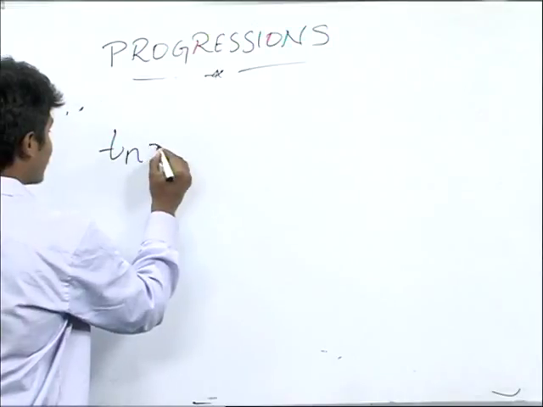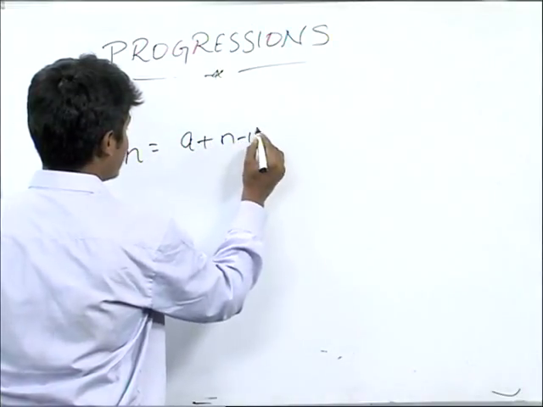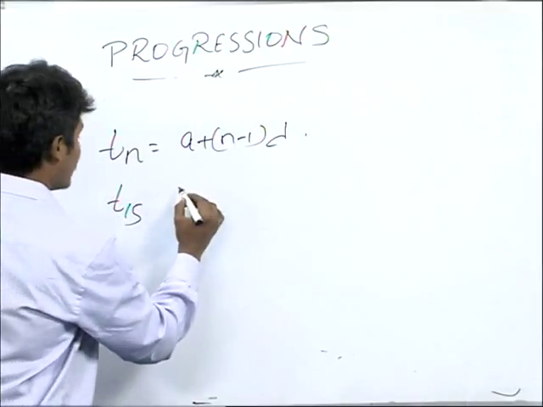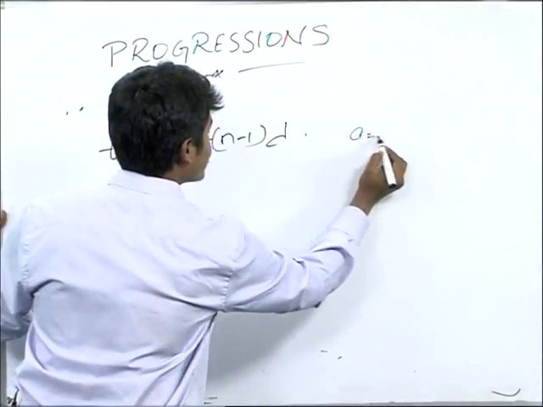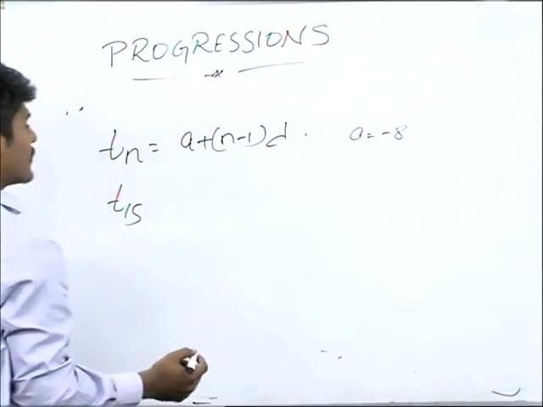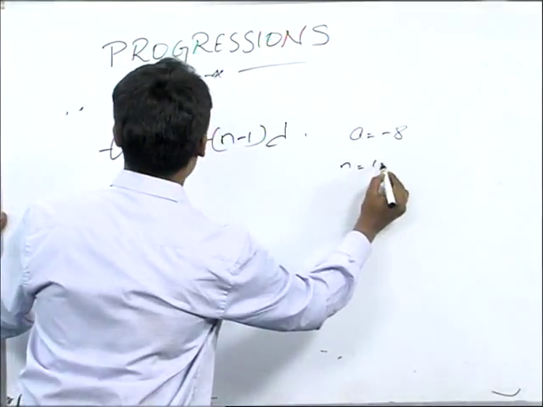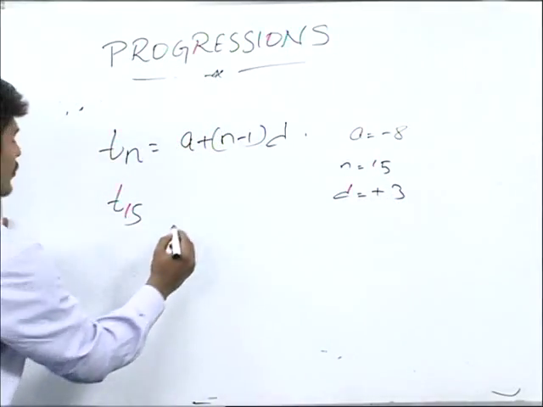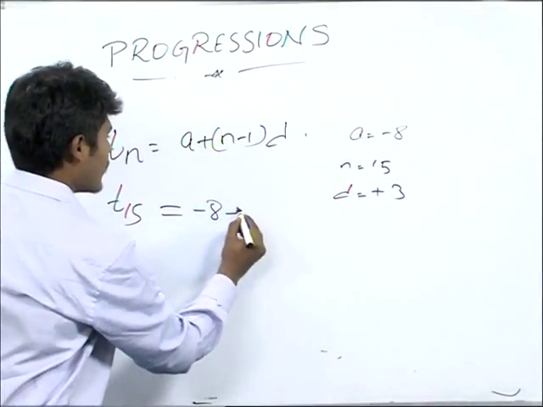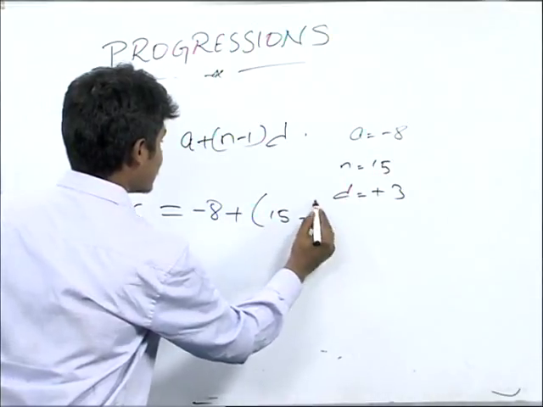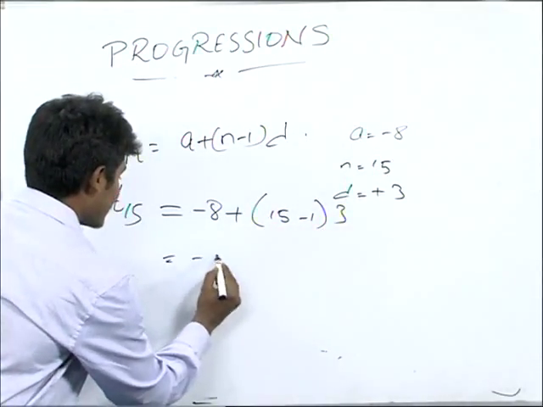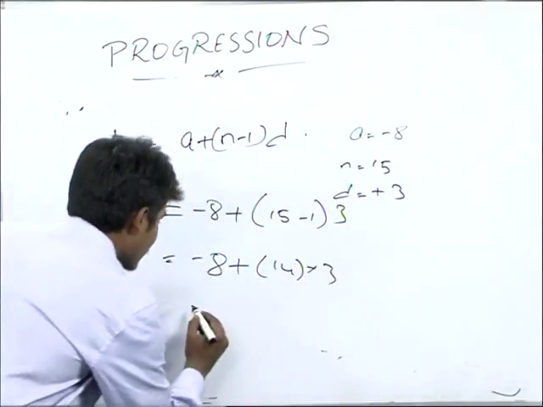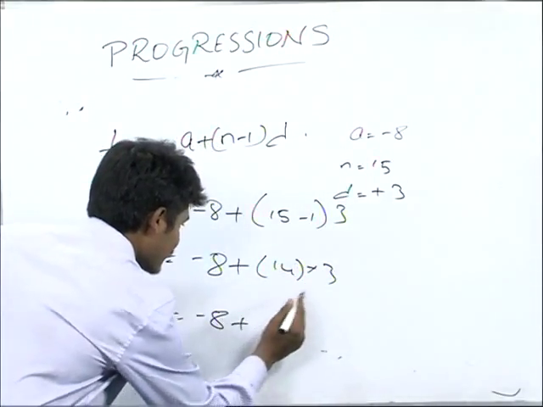T of n equal to a plus n minus 1 into d, t of 15th. Here a is minus 8, n is 15, d is plus 3. So minus 8 plus 15 minus 1 into 3. So minus 8 plus 14 into 3.